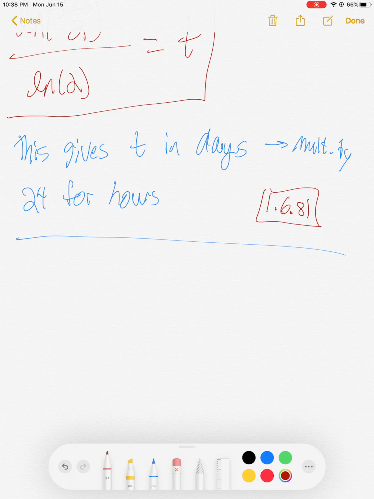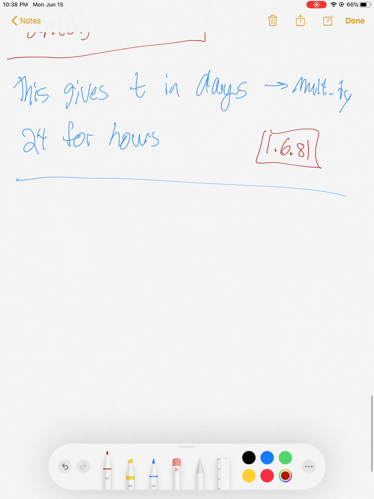Okay. Good stuff. That is the first problem of the day. That problem, if you were wondering, is problem 1.6.81. So I suppose I'll go ahead and write it up here. 1.6.81. That is where that problem came from.